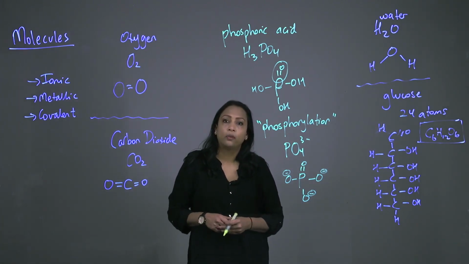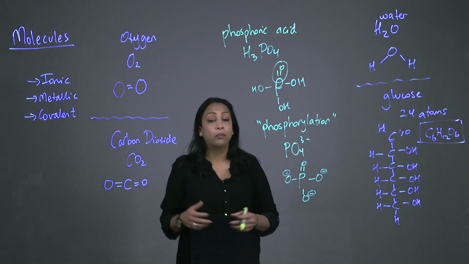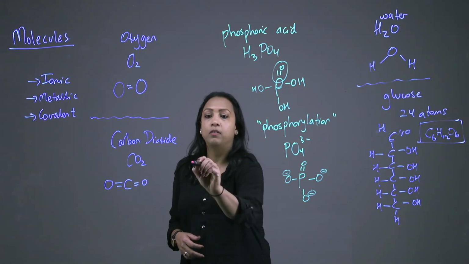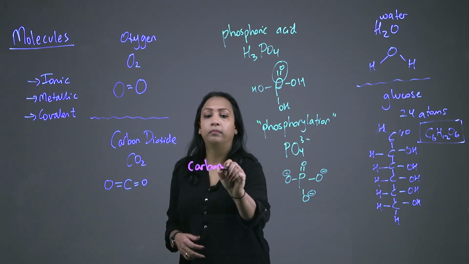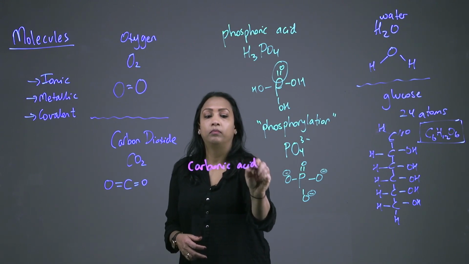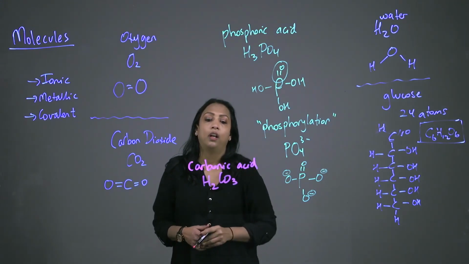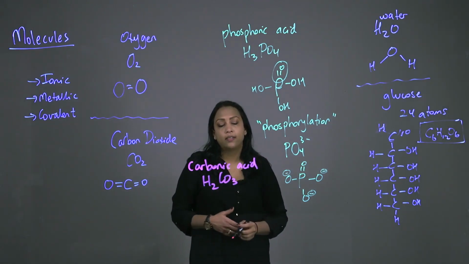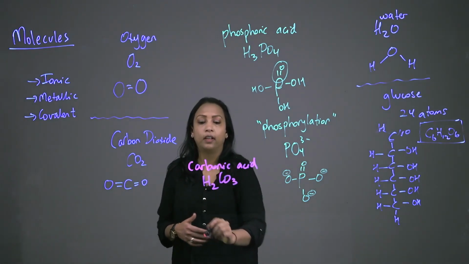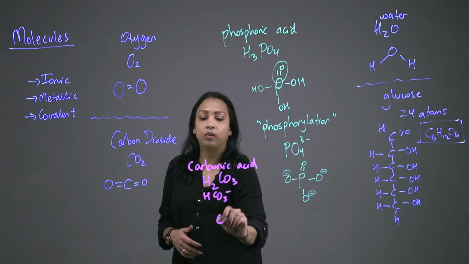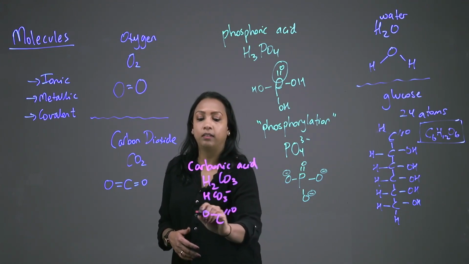The last molecule we want to look at today is carbonic acid. So carbonic acid, H2CO3. Carbonic acid generates the bicarbonate anion HCO3 minus. So we can draw carbonic acid like so.